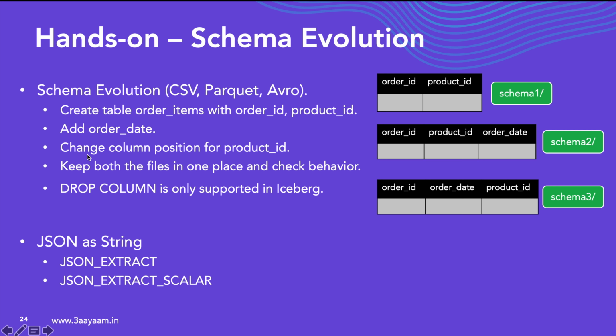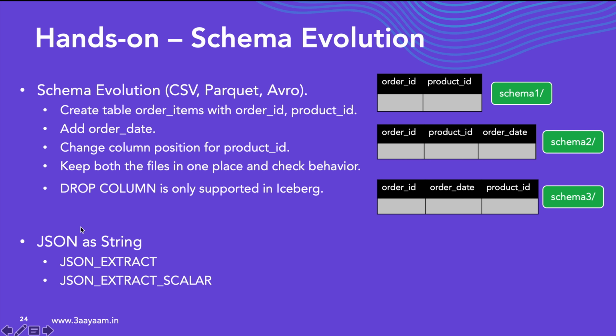Then in the third part, we'll change the column position for product ID. I'll move order date from third position to second and product ID from second position to third. And this table will point to another folder called schema3. The data would be as per order ID, order date, and product ID. After everything is done, I'll keep all the files in one place and I'll show you how the behavior is during schema evaluation. And then drop column, I'll not show you drop column because it's supported only for Iceberg tables. We'll talk about Iceberg tables shortly.